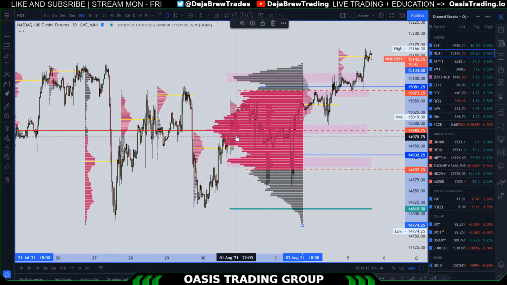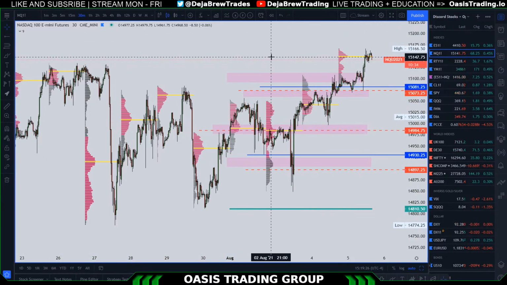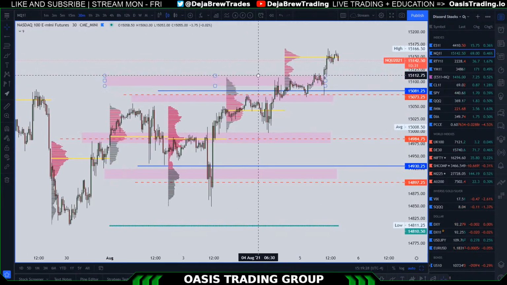So then I have all these nodes drawn out. We've got that node on the POC, the node down here, the node on the high. We have the volume gap. And I think that's it. We have a little volume gap down here as well. Okay. So what did I say yesterday?